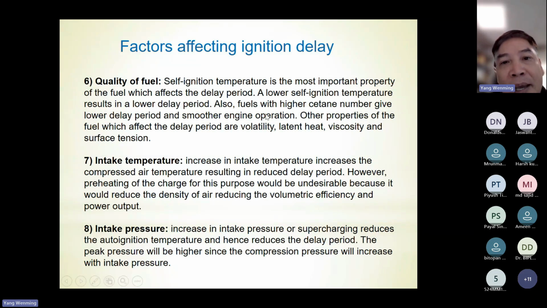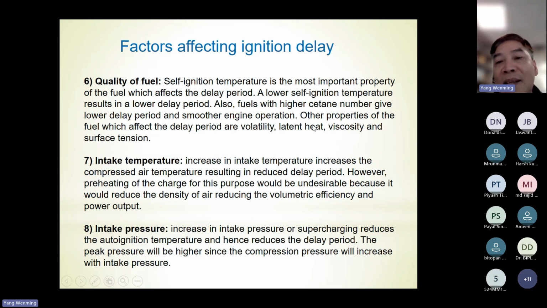Again, for fuels with a higher cetane number, usually the ignition delay time will also decrease. Other properties affecting the fuel ignition delay time include volatility, latent heat, viscosity, and surface tension. This one is easy to understand. If the fuel evaporates easily, then the fuel mixing process will be better, so the ignition delay time will be reduced.